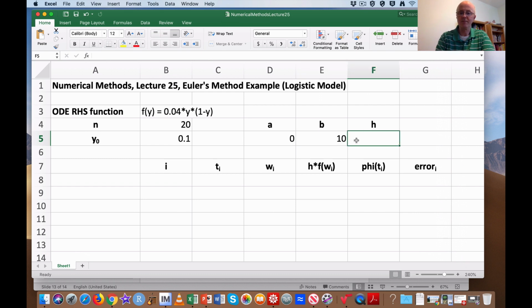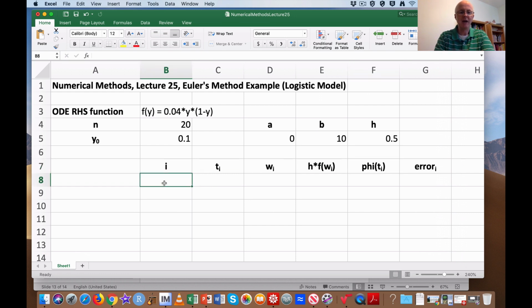What is h? Type it in as a formula. It's b minus a, E5 minus D5, divided by n in B4. So that's going to be 10 over 20, 0.5. That's the h here. All right, let's fill in the table.